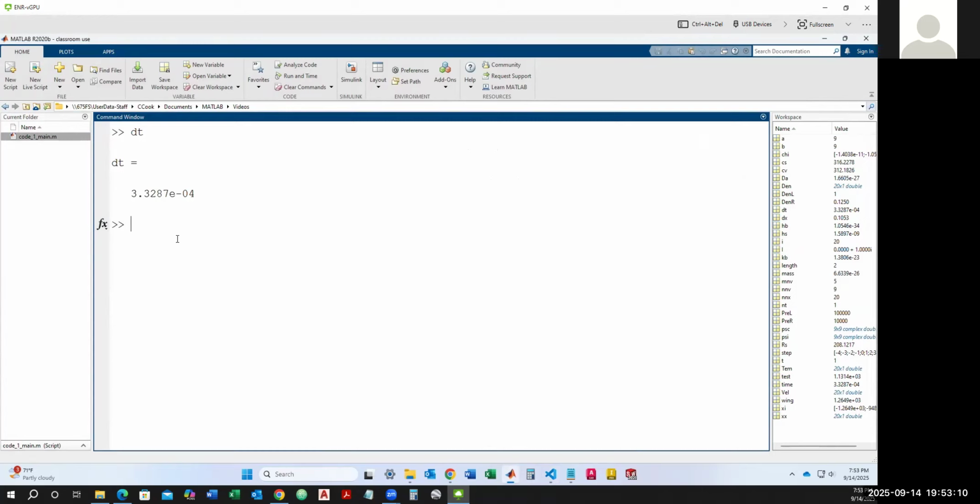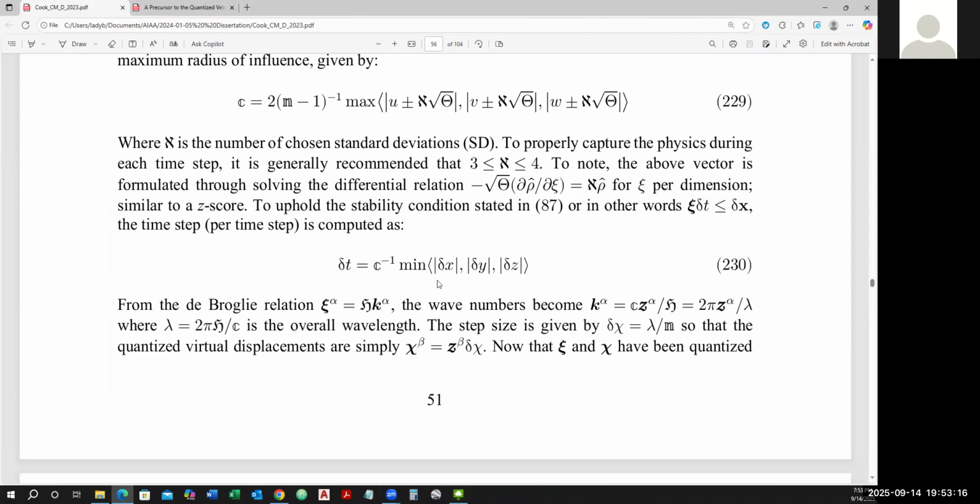Okay, so let's look at that really quick. As your grid size goes down, so will your time step size.